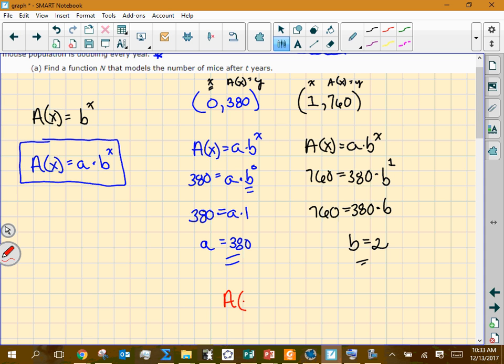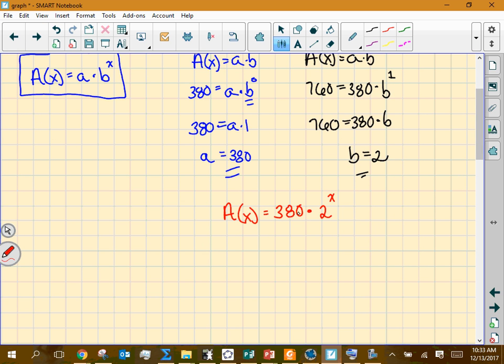Now if a is 380 and b is 2, we have the ability to rewrite our function as a of x is equal to 380, that's my a value, times 2 raised to the x. The only thing you have to be careful with here is that because this is exponential, we have to leave it as 380 times this quantity. Some people want to write 760 raised to the x. You cannot do that. It would not provide you the same results because of our order of operations.